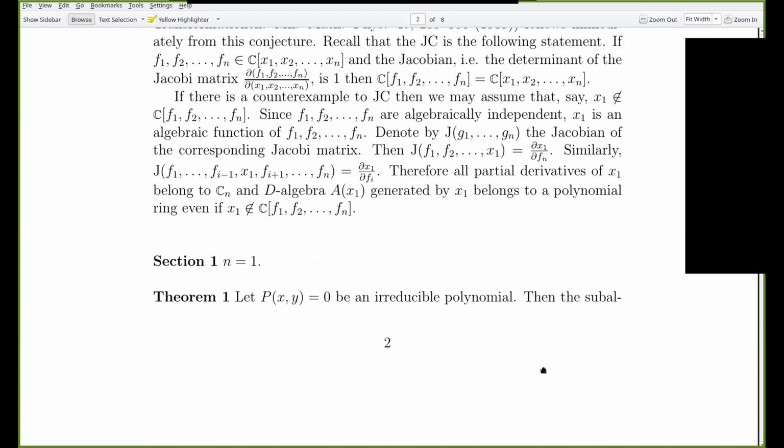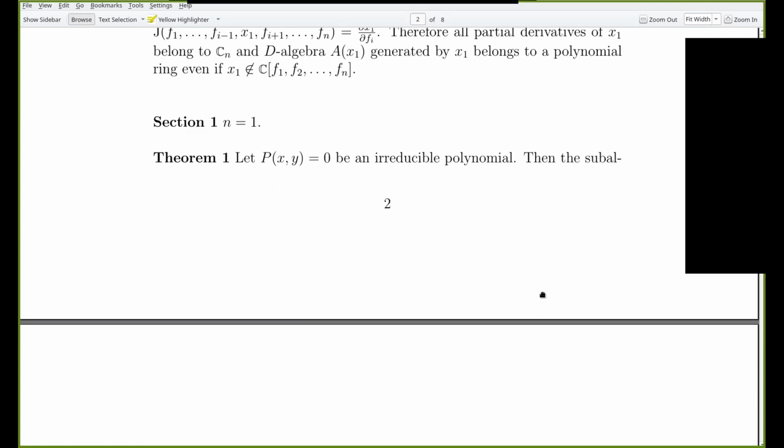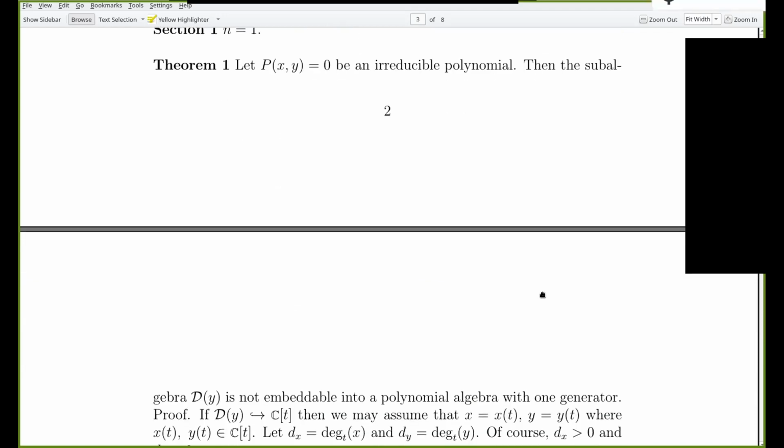So what I want to do now, I will prove it in several cases. And so that will sort of explain why I think this is true. Unfortunately, even in the simplest case, when I have just an algebraic function of one variable, the proof which I have is not very nice in the following sense. It's very simple, but it's not something which can be generalized for a larger number of variables.